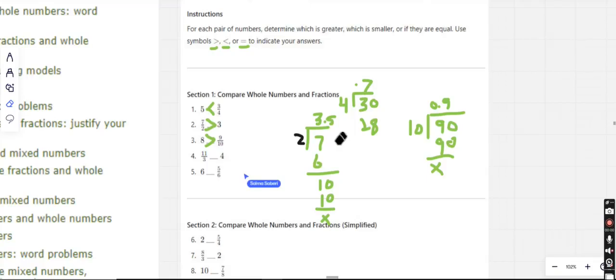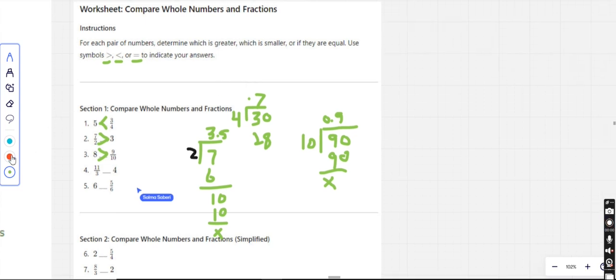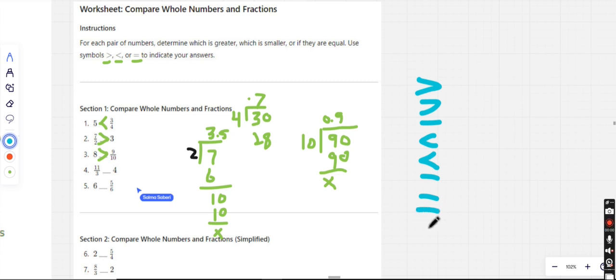Practice on how to compare whole numbers and fractions. In comparison, we have six types of inequalities: greater than, greater than or equal, less than, less than or equal, equal, and does not equal. Here we use three basic ones: greater than, less than, and equal.